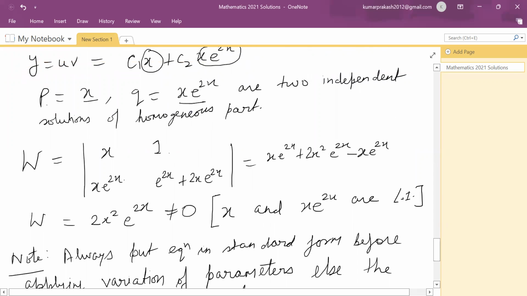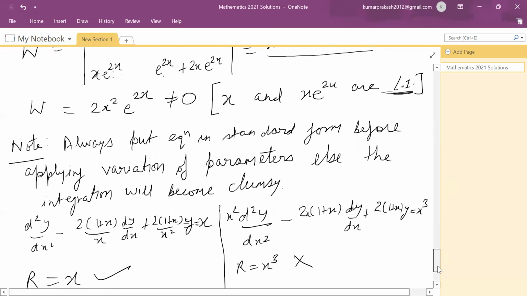x, differentiation of x is 1. x e to the power 2x, differentiation of x into e to the power 2x, using the product rule, is e to the power 2x plus 2 times x e to the power 2x. When you simplify it, you will get W equal to 2x squared e to the power 2x, which is non-zero. Therefore x and x e to the power 2x are linearly independent.